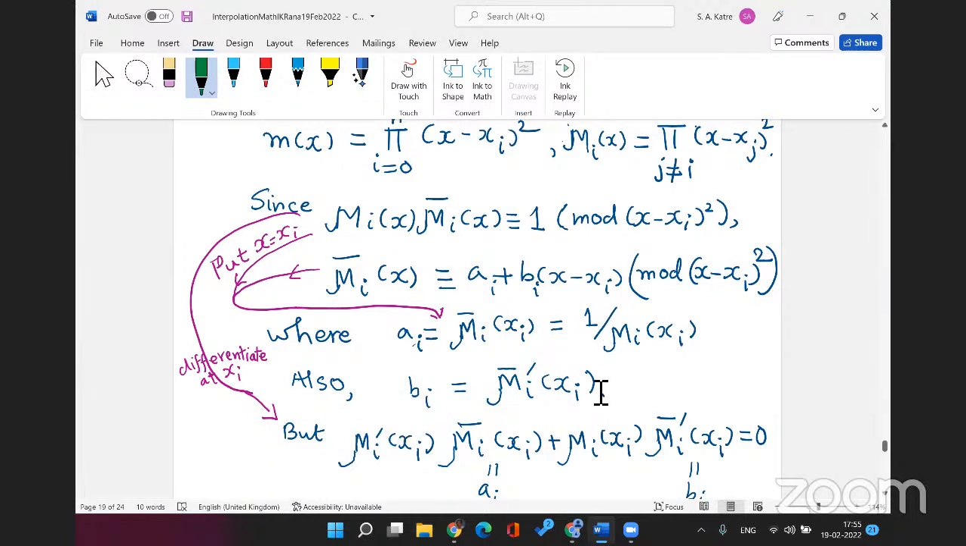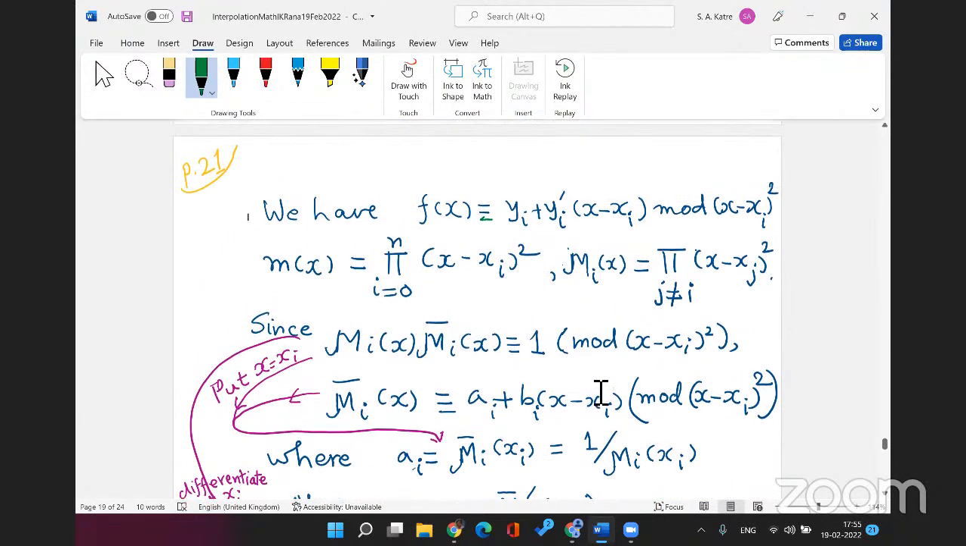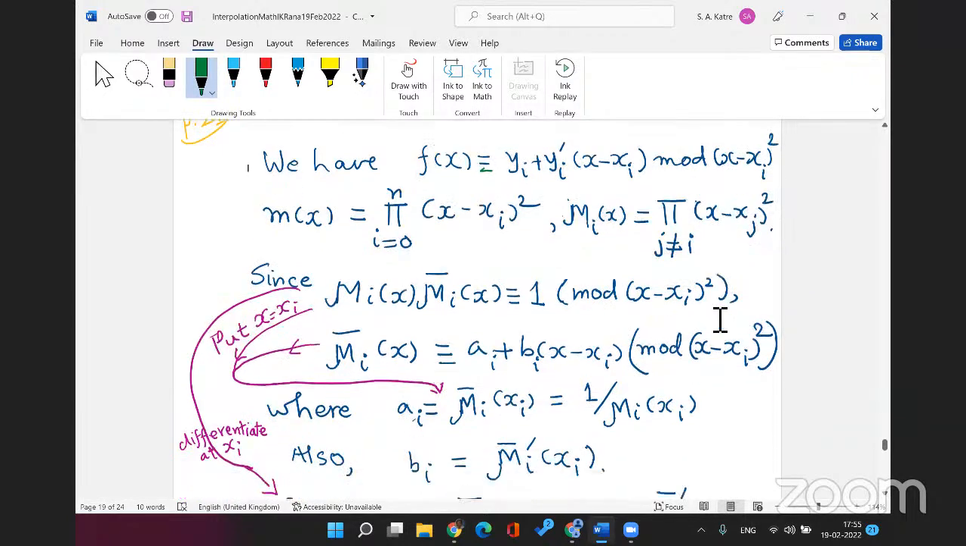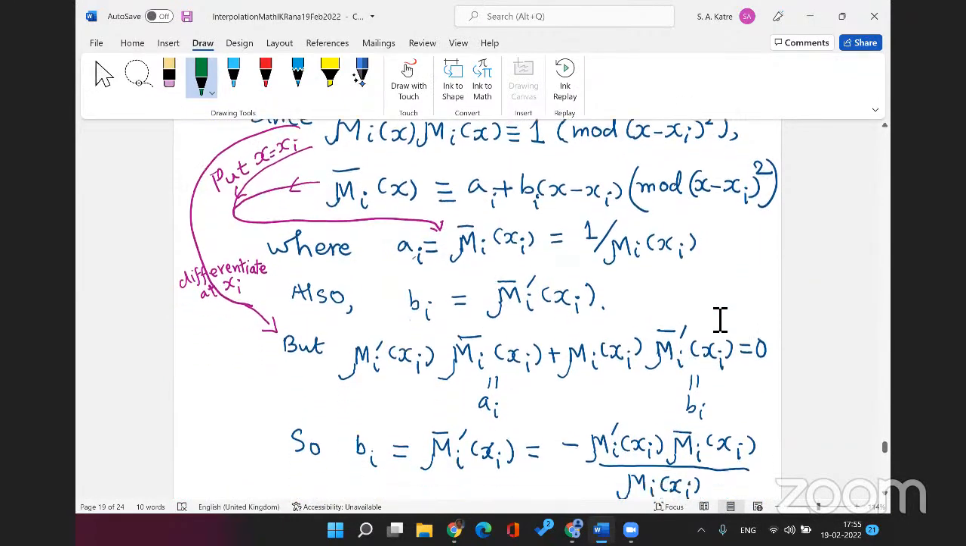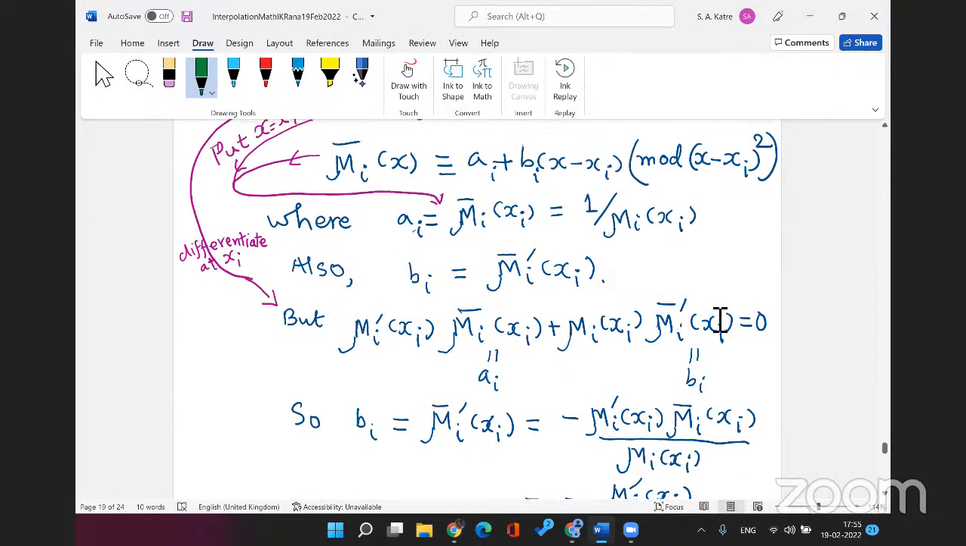And what is b_i? b_i is actually a derivative. If you differentiate f(x) with respect to x and put x equal to x_i there, then the constant derivative is 0. This is y_i dash, the derivative, and the derivative of (x minus x_i) square is actually 0 at x_i. So we don't have to bother about that term. Even if any coefficient is there, we don't have to bother about that term, that we can see easily. So b_i is M_i bar dash (x_i), and that you can find out.